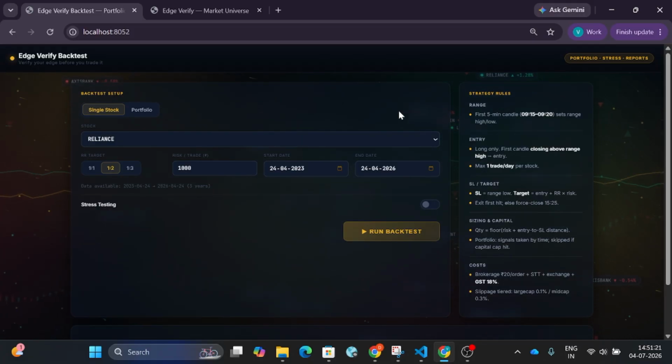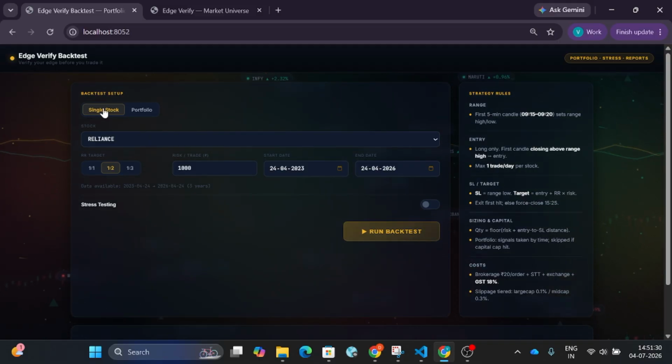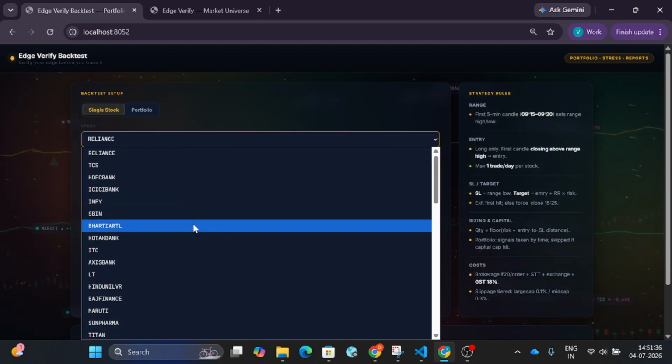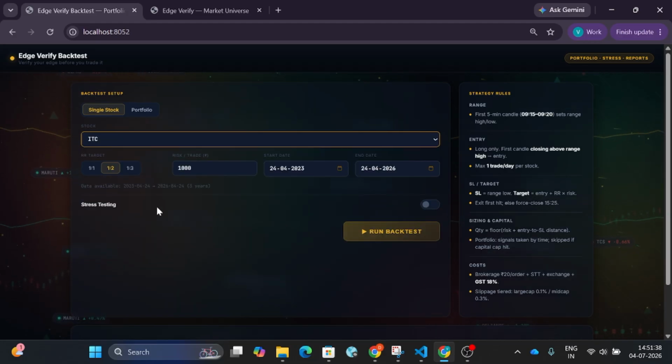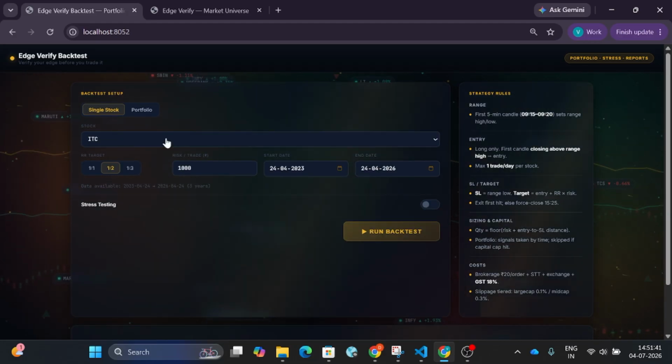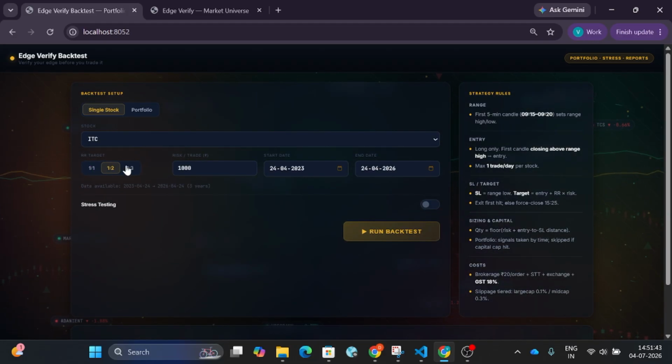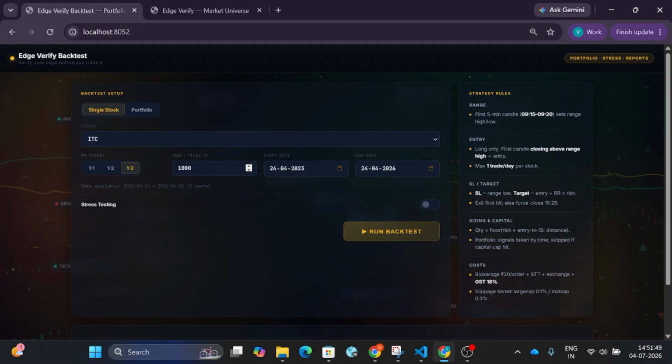So I have built that feature here, and now I'm just going to show you. You can see a UI interface, and here I have selected single stock. With the help of this option I can backtest on a single stock. If I select the ITC stock here, I can select the risk reward I want to backtest with. Let me select 1:3, and here is the loss limit.